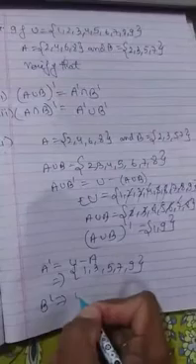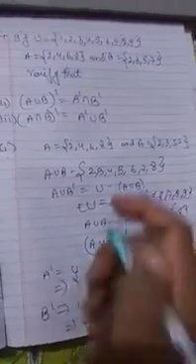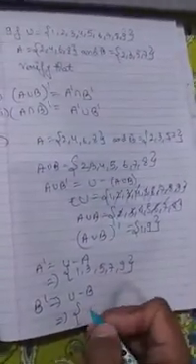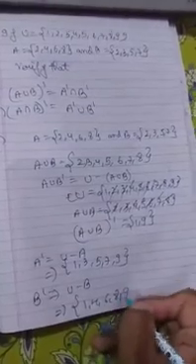Okay, and B complement is U minus B. I am writing directly. You can solve like this also. Okay, so U minus B. So this {2, 3, 5, 7} will be cut out, and other than that all the elements will be there. So it is {1, 4, 6, 8, 9}.